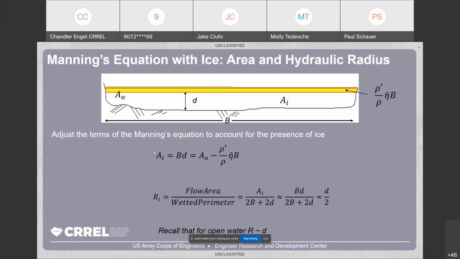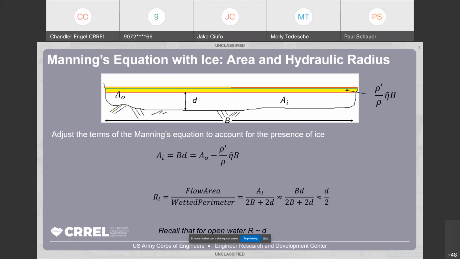So that's actually what this first term here is describing, this first equation here. A sub I is the under ice flow area, and that equals the flow width, B, times D, the depth. And that equals A sub O minus the area that the submerged ice blocks the flow. So there's no flow moving through that yellow part that's submerged below the ice. There's still water up to that blue line.